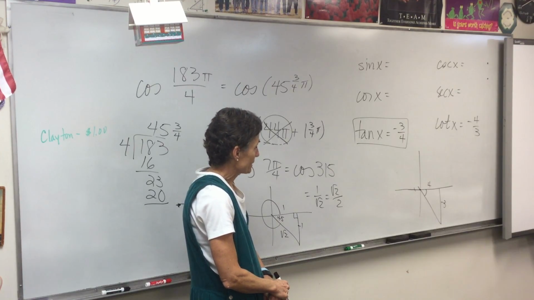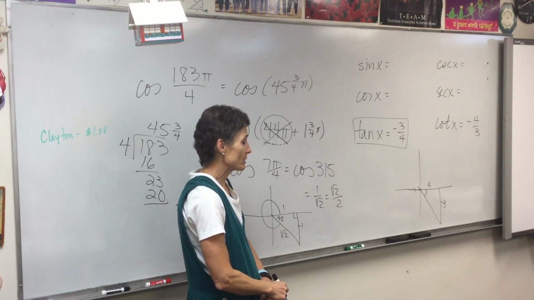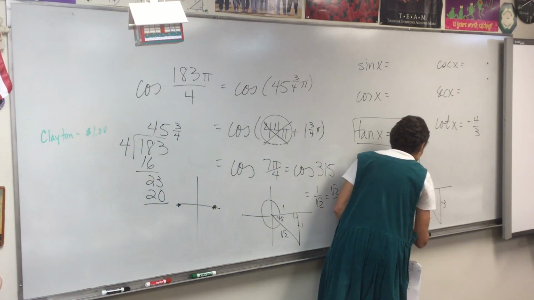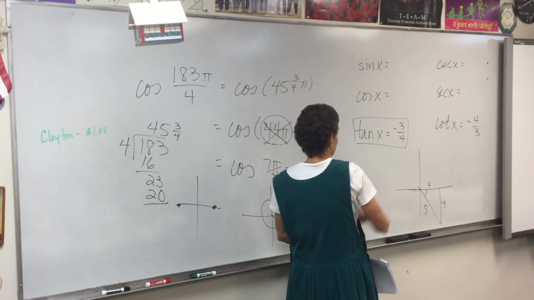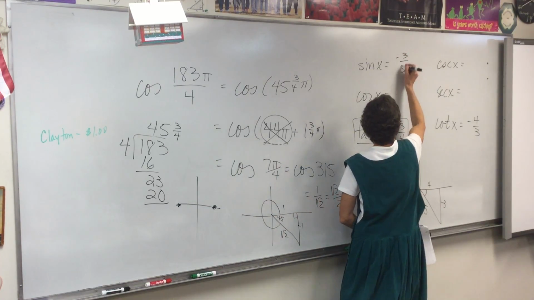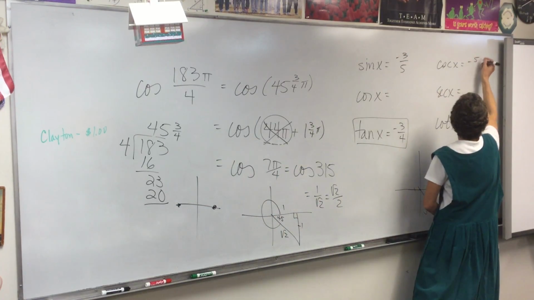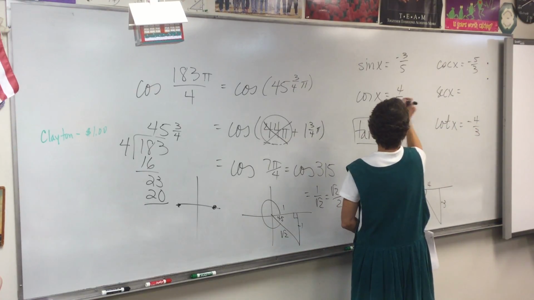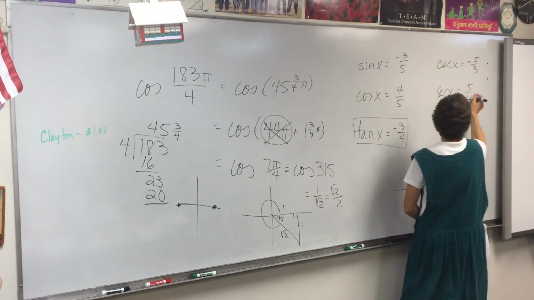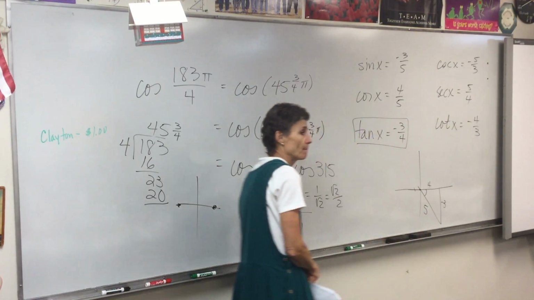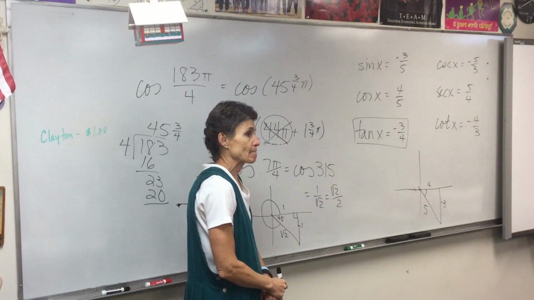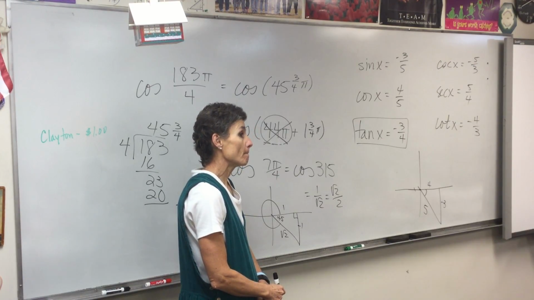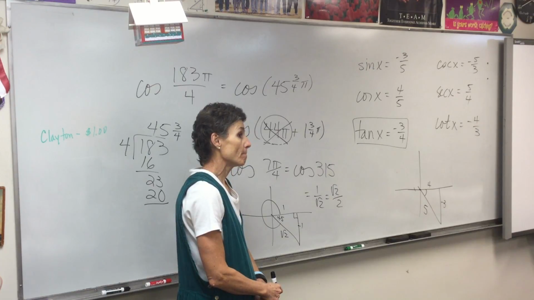Now what's that third side going to be? Pythagorean theorem. So the sine is -3/5. Cosecant -5/3. Cosine 4/5. Secant 5/4. It just says that the sine of x has to be less than 0. That means negative.